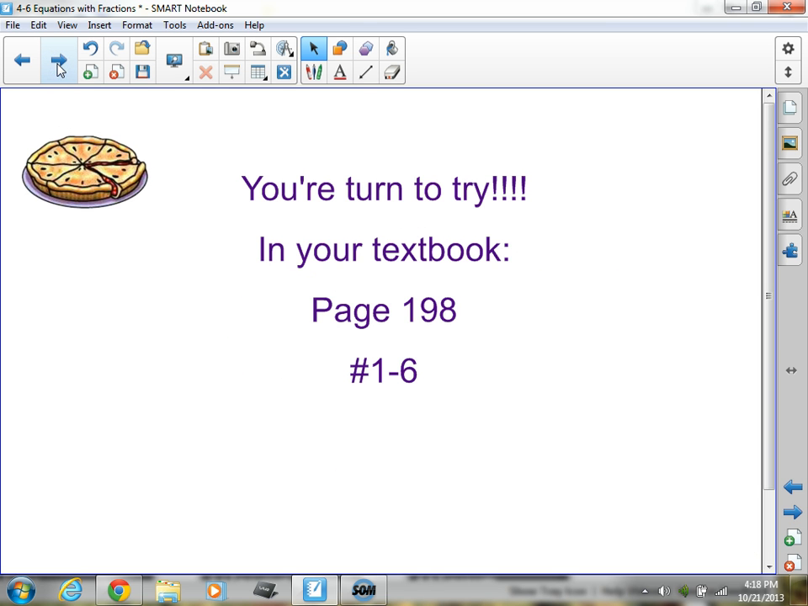So now it's your turn to try. In your textbook, page 198, numbers 1 through 6, and since we're working with fractions, I decided to put a piece of pie on it, because math with fractions is a piece of pie.